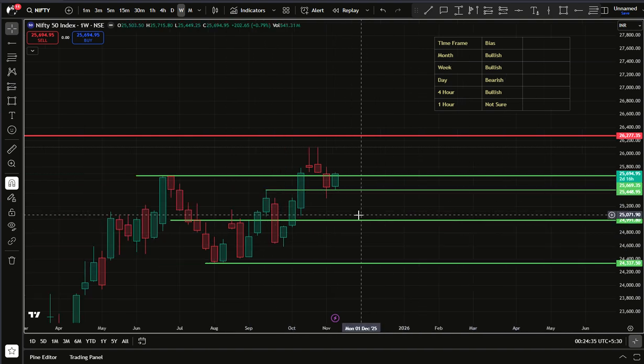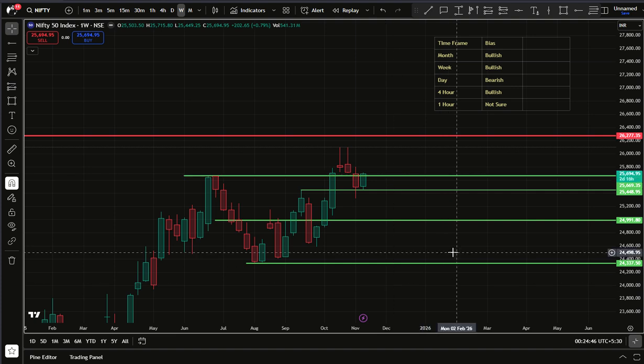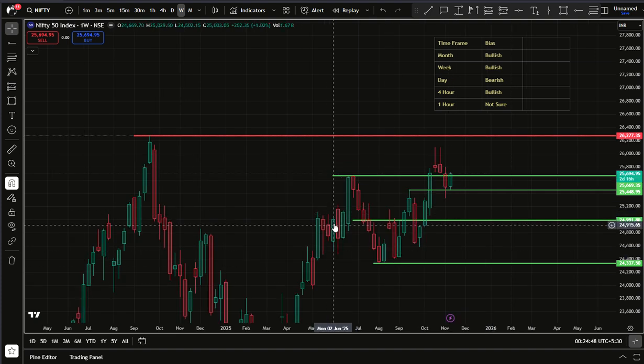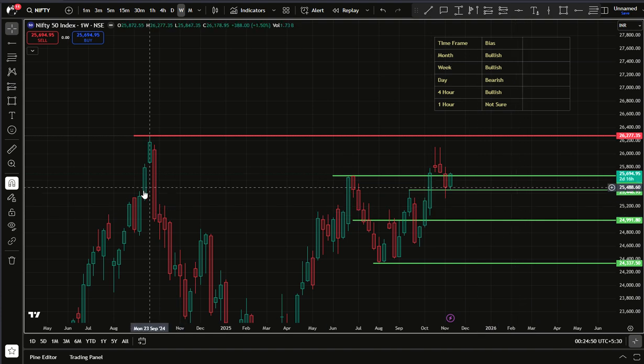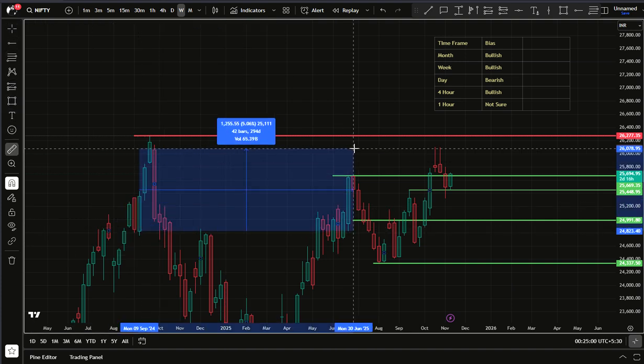You see support has been taken at this level. So all supports have been respected. On a weekly time frame, this particular support has been respected. On a monthly time frame, this also has been respected. Until now, everything is playing out as the bulls want it to. Now on a weekly time frame, these three candles could be considered an order block. Let me see if it's relevant.